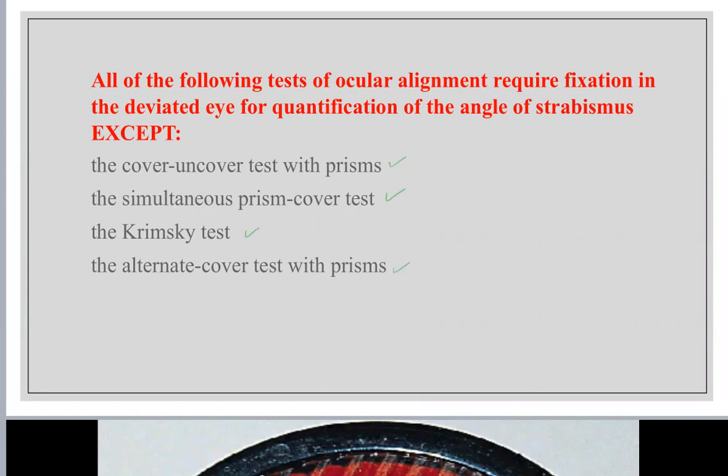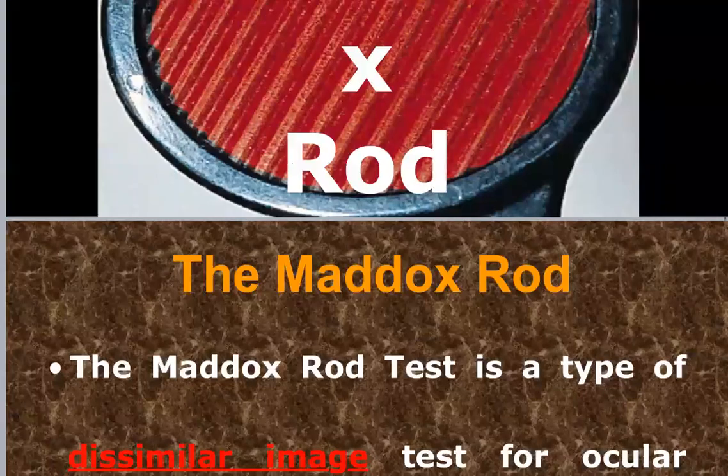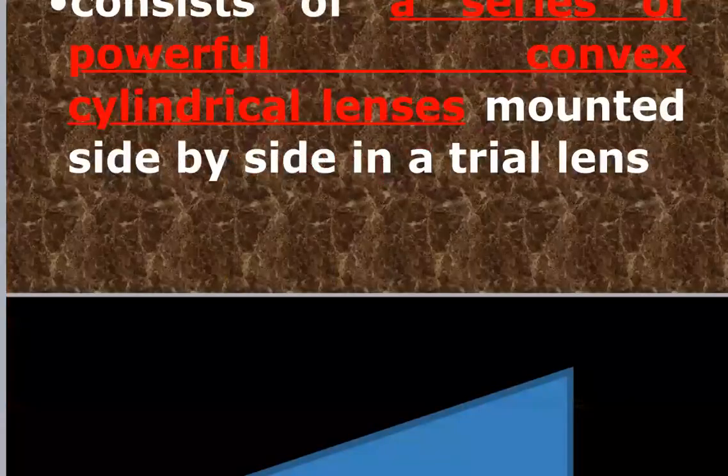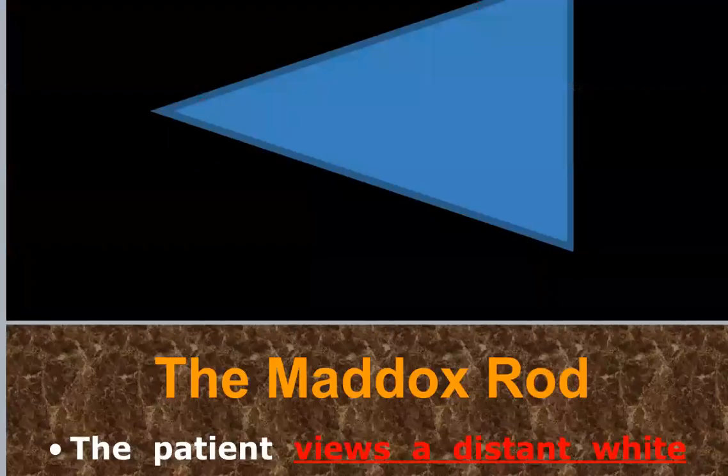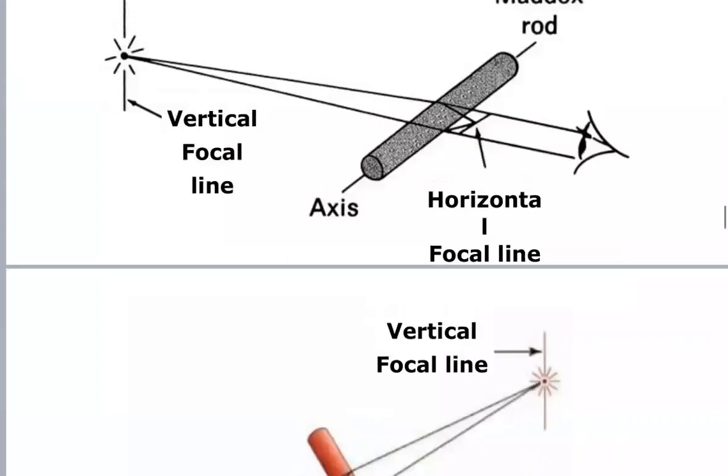Also, the alternate cover test will require fixation of the deviated eye. So here, the answer will be the Chromoski test. The Chromoski test will be the good answer. Look at the Maddox rod. Here, the interpretation of Maddox rod is not that important in clinical sciences, but it is important in the first part of the London exam, which is the FRC Ophthalmic exam. So we will talk about this briefly.